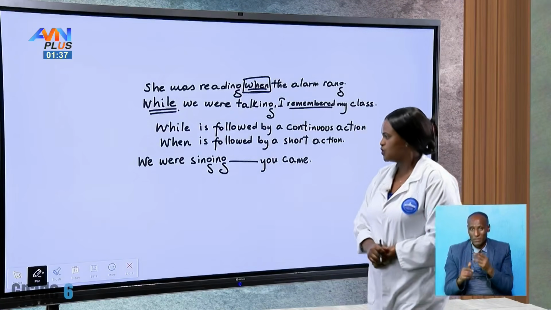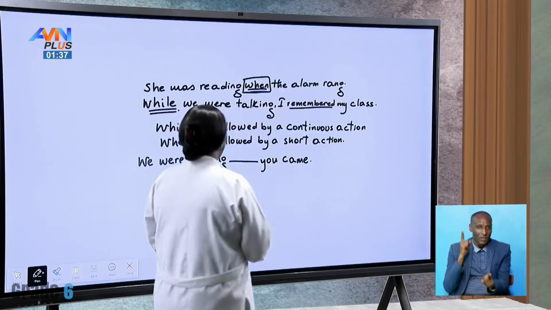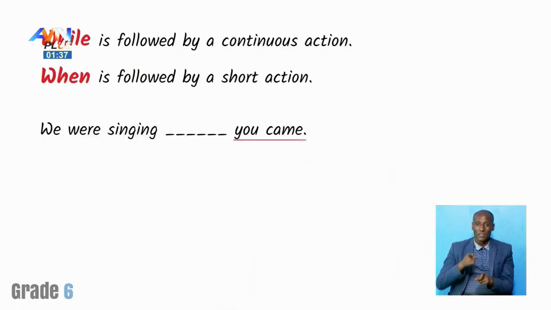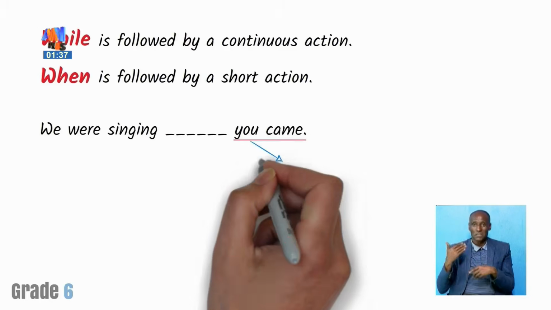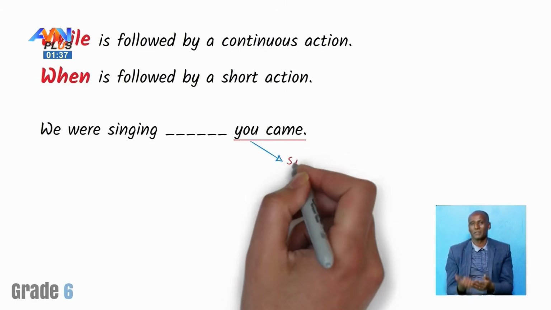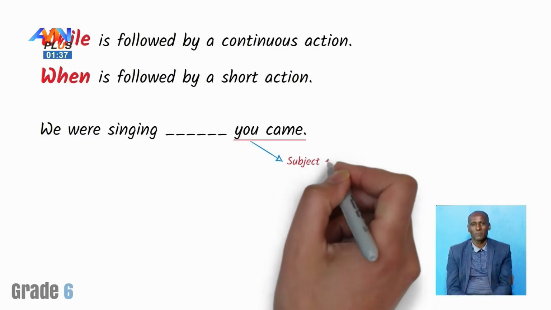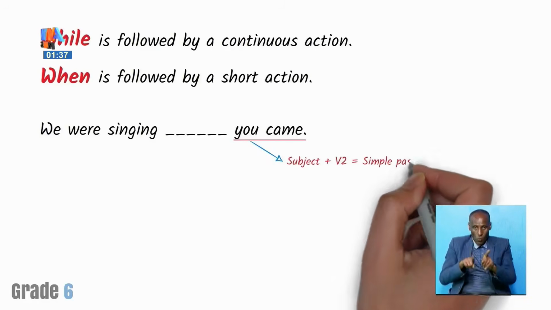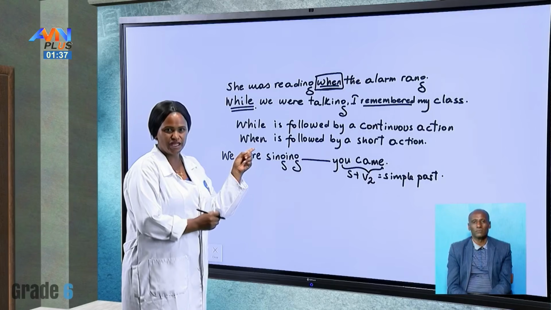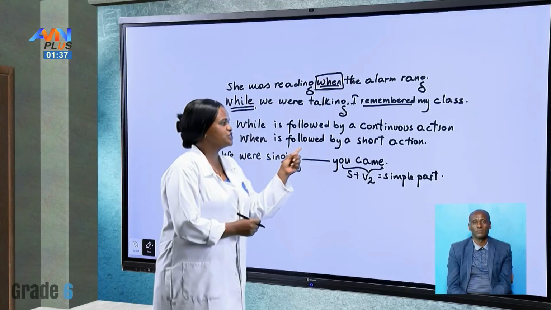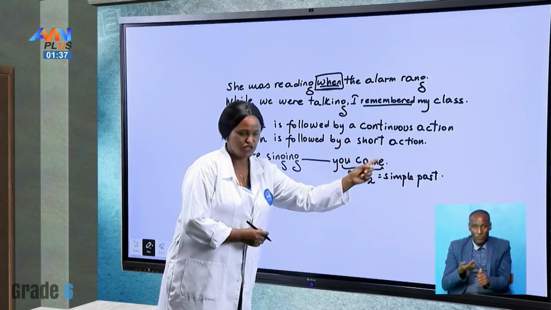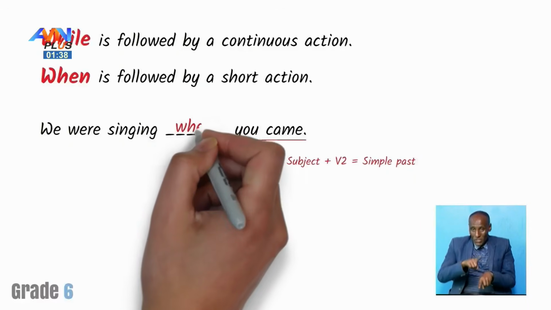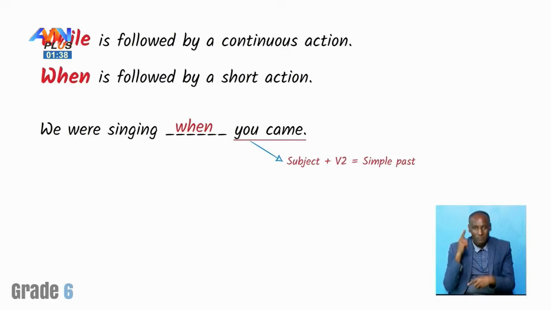If you say when, that means you are correct, because what comes after the blank is what? You came. This sentence is what? Subject plus verb two, which means simple past. All right? Simple past, a short action. And what do we say when we talk about when here? We said when is followed by a short action. So we use what? We were singing when you came.